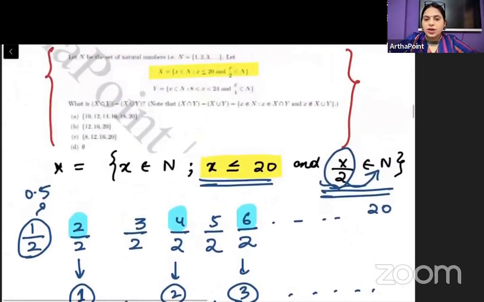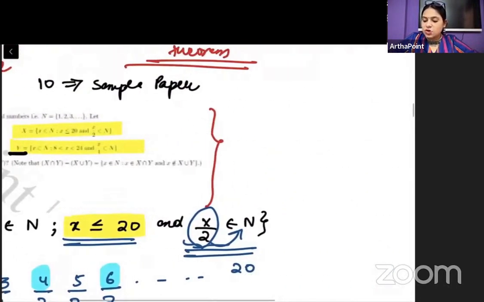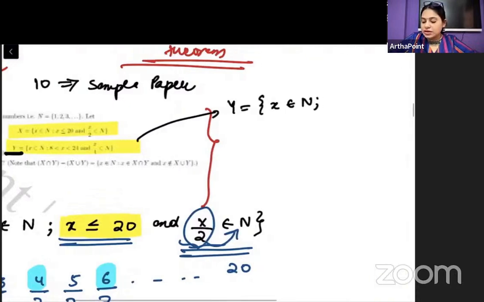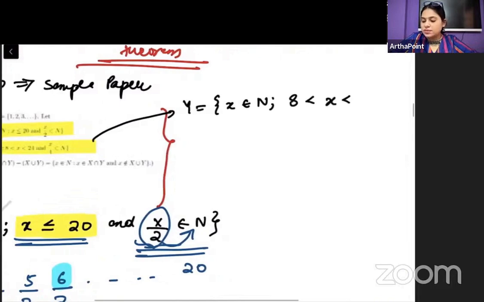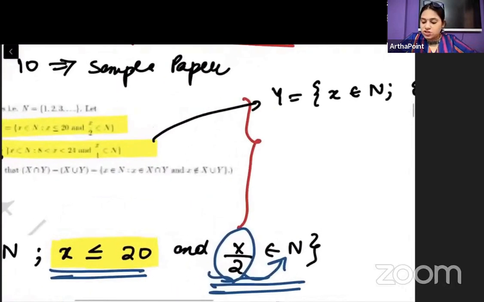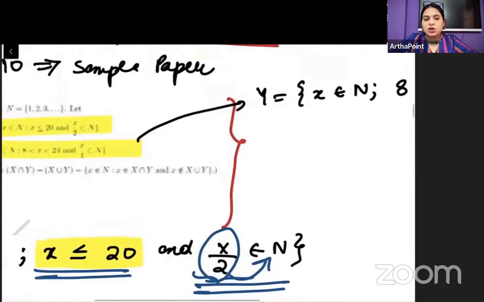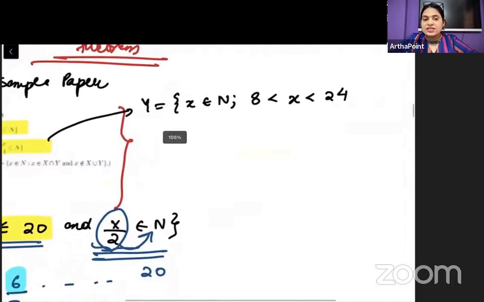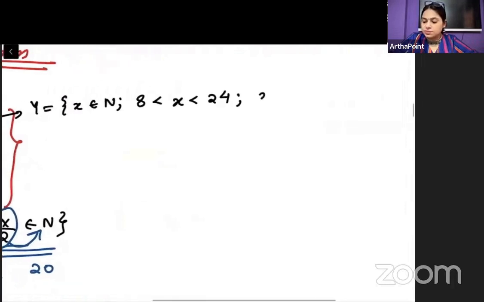Now let us look at y. If I read it out, it says y is such that x belongs to natural numbers, and it lies between 8 and 24, but mind you, 8 and 24 are not included. If I zoom in, there is no equal to here. So x is between 8 and 24, and x by 4 belongs to natural numbers.